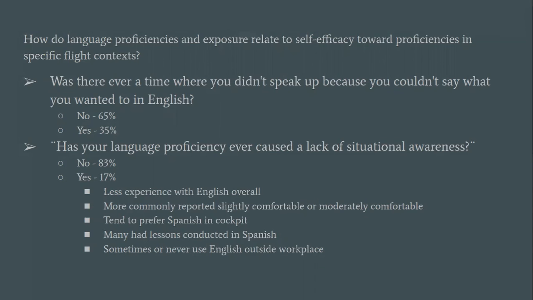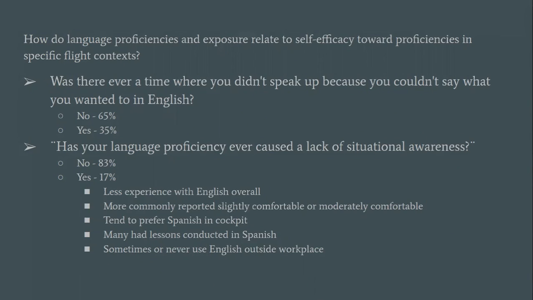How do language proficiencies and exposure relate to self-efficacy towards proficiencies in specific flight contexts? When pilots were asked, was there ever a time where you didn't speak up because you couldn't say what you wanted to in English? While 65% responded no, there were still 35% that had experienced a situation in which they couldn't communicate information based on their English proficiency. Also, when asked, has your language proficiency ever caused a lack of situational awareness? 83% responded no, but 17% responded yes.